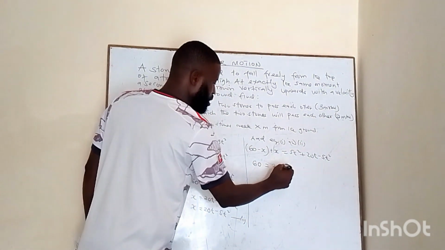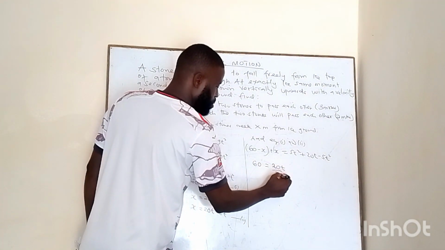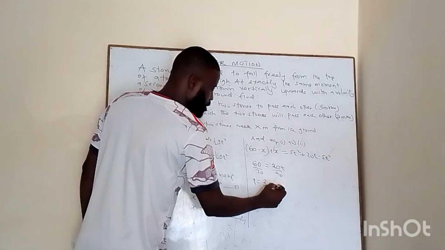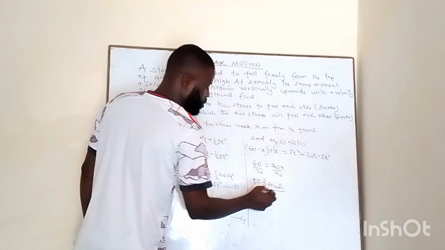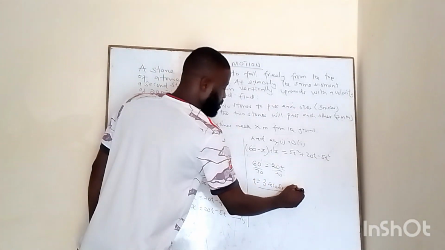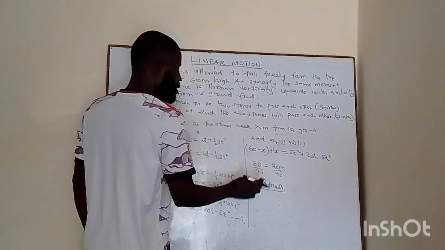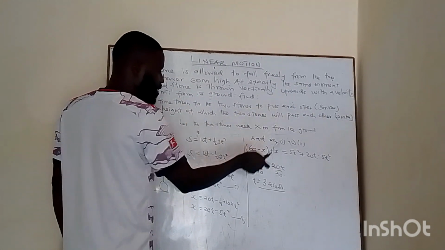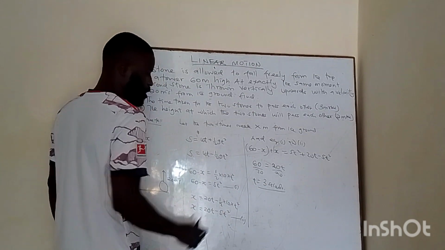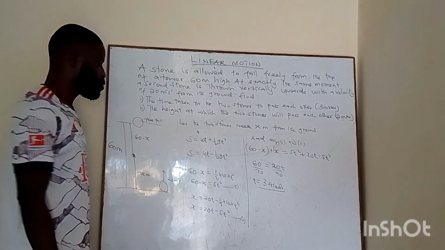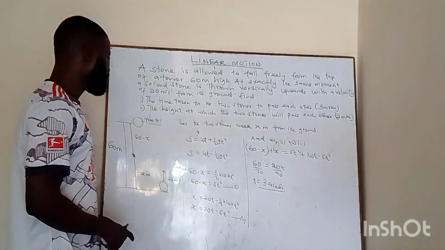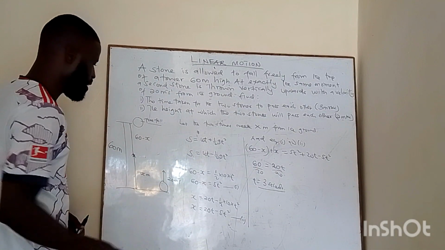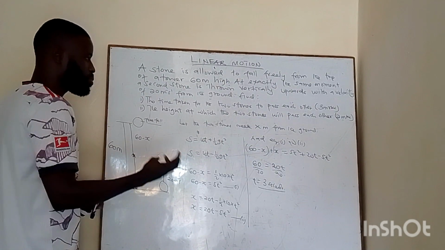So I'll have 20t, and divide 20 both sides. So I get that t is 3 seconds. You can choose to write in full, but I should not write sec. It is not allowed. So t is equals to 3 seconds. So the time taken for the two stones to pass each other is 3 seconds. Then the next question is the height at which the two stones will pass each other.